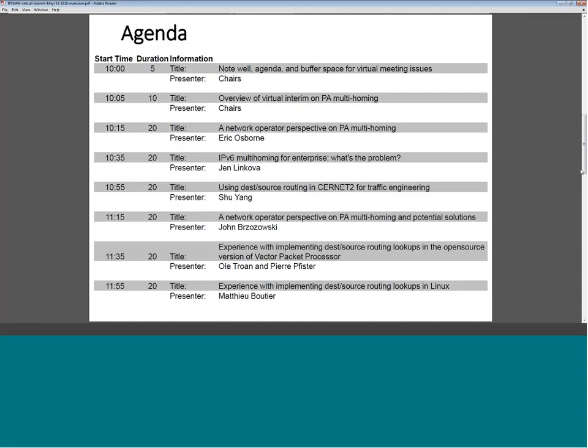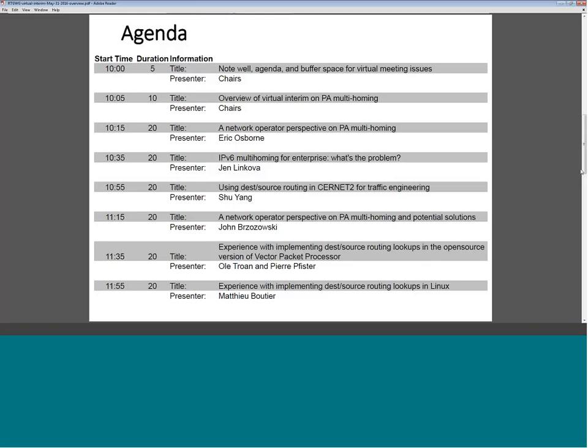So as you can see, we have the agenda posted up here. Hopefully you've had a chance to take a look at it. We have tried to focus on pulling in other participants. There are several speakers from service providers and or enterprises to give some perspective on the problem of PA multi-homing, or multi-homing with provider-assigned addressing. So we wanted to make sure we pull in input from those who are going to be deploying this or using it.